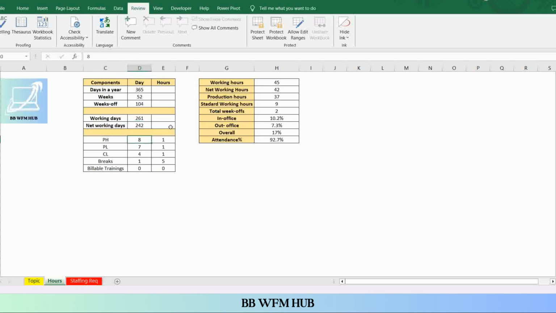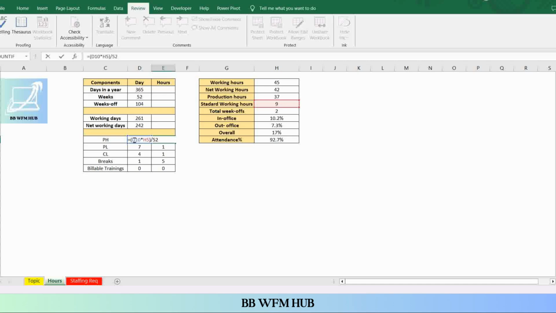And now let's come to our hours. I need to convert these leaves and breaks into hours, because we are going to use the hours in our shrinkage calculation. So for hours, we are doing this for a week. We are going to multiply my total number of public holidays in a year, that is here 8, with 9. 9 is my standard working hours.